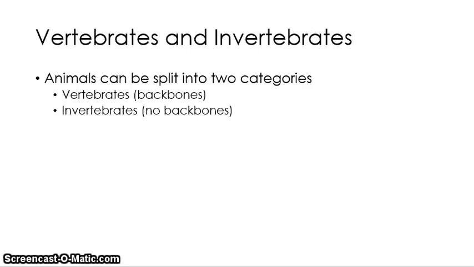So before we talk about the different groups of the vertebrates, we need to talk about what vertebrates and invertebrates are. Animals can be split into these two categories. So vertebrates are animals that have got backbones, like we have our spine, and invertebrates are animals that don't have a backbone, so something like a jellyfish.